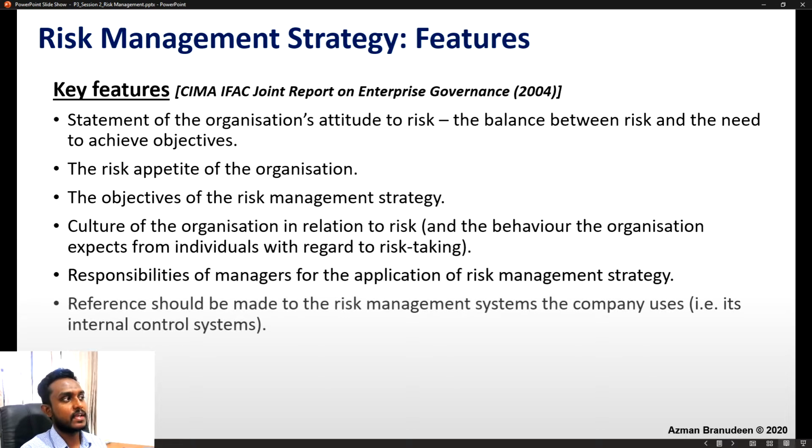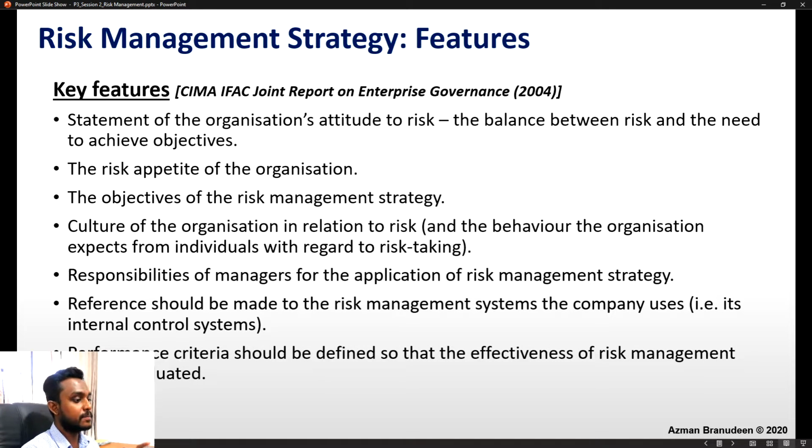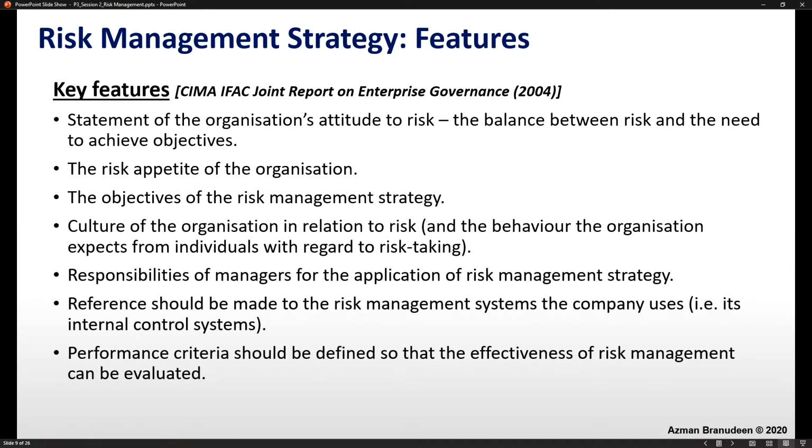So here you have the key features, including the reference that should be made to the risk management systems the company uses, that is its internal control systems, corporate governance related matters, anything that can act as a reference within the risk management system that informs the stakeholders better. Then the performance criteria should also be defined so that the effectiveness of risk management can be evaluated. Those are the key features that CIMA and IFAC issued in their joint report of a sound risk management strategy.